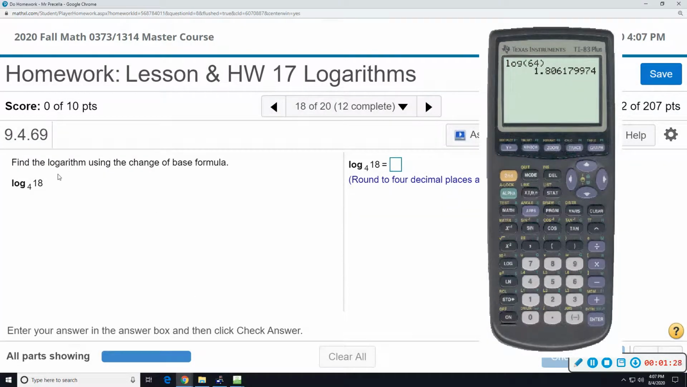And it says, find the logarithm using the change of base formula. Well, what on earth is the change of base formula? Well, looking at my calculator, there is no base 4. We either have the log base 10 key, LOG, or the log base E key, LN. To punch in log base 4, we're going to use something called the change of base formula. Let me write that down.